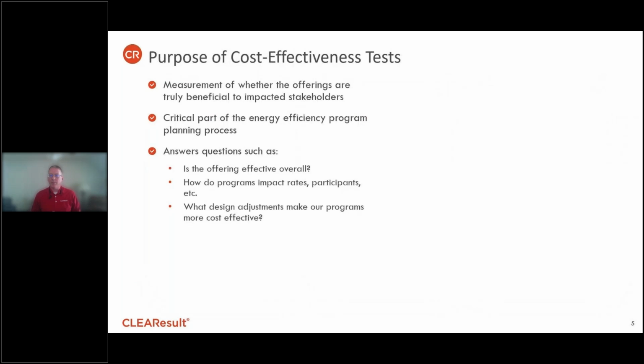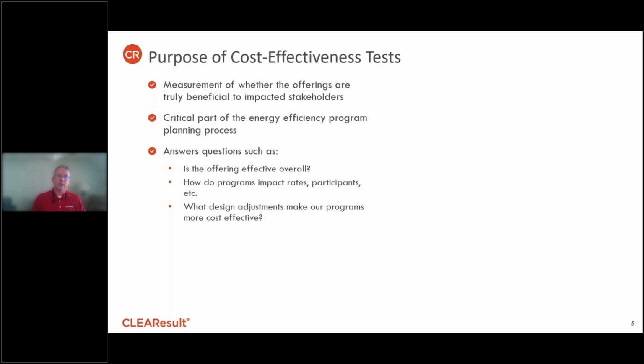Let's jump into what happened in 101 then. Why do we do cost effectiveness tests? What's the purpose? These tests, and there are several different ones that we'll talk about, are to give us an understanding of whether our offerings are really beneficial to the impacted stakeholders. And we use that big word stakeholders because there are many different ones, right? We as implementers, you as utilities, the ratepayers, the actual participants. There are different cost effectiveness tests depending on the point of view, depending on who the stakeholders are for that particular test.